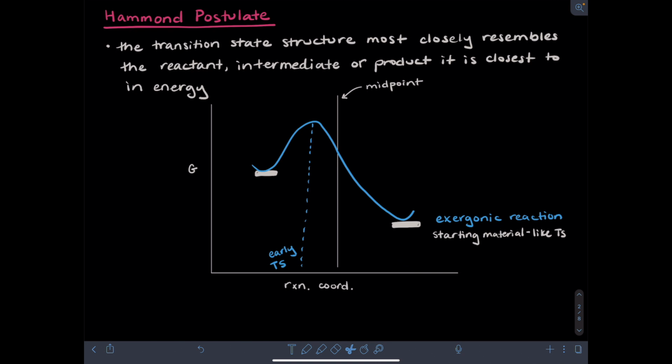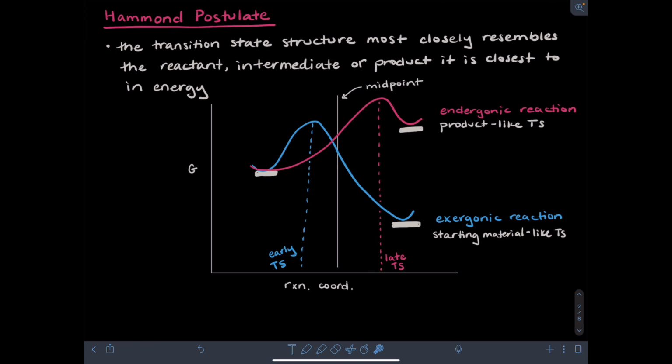If you have an exergonic reaction, the transition state is going to be closer in energy to the reactants compared to the products. We would call this an early transition state, and it would appear to the left of the midpoint along our reaction coordinate. The transition state will more closely resemble the starting material compared to the products.